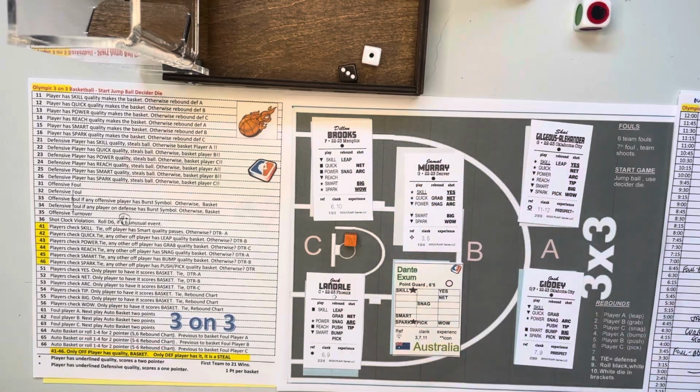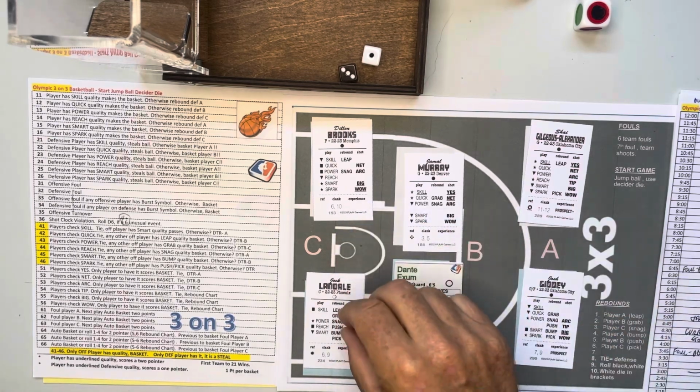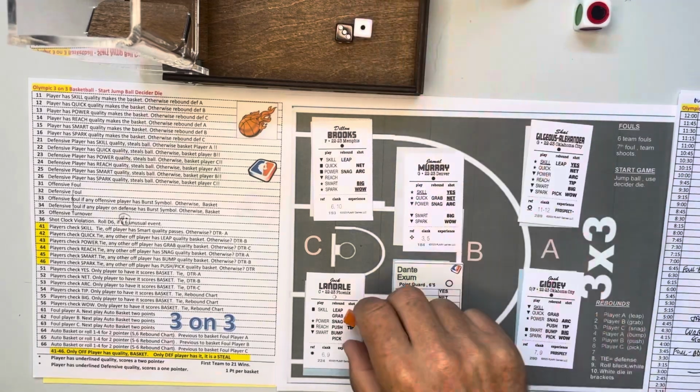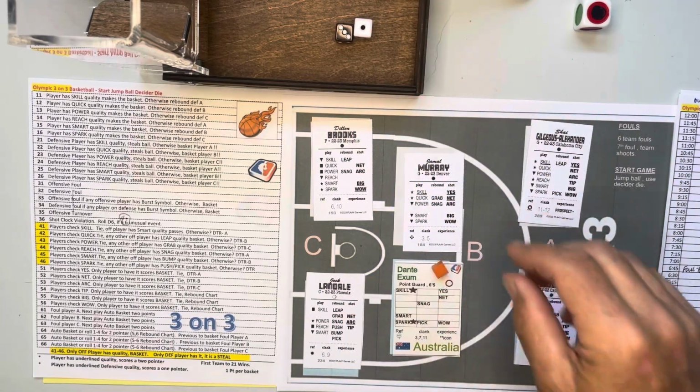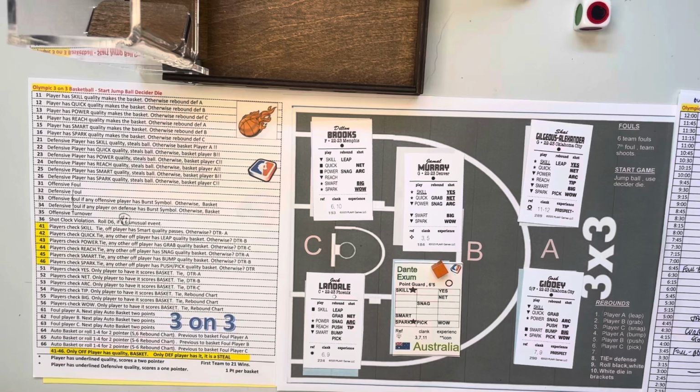They both have it. And if they both have it, it is going to be a defensive team rebound. So it's going to go to Australia, it is going to get it on the tie. And player 3 will be Exum. So Canada does not get anything out of that, trying to go for the 2-pointer.